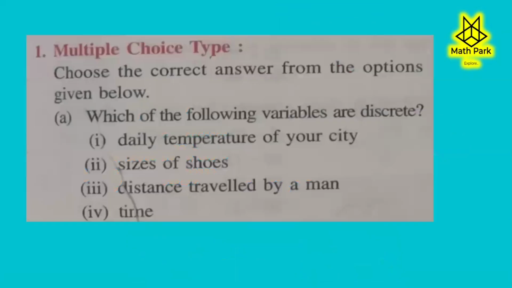So we start with the first MCQ. Choose the correct answer from the options given below. Which of the following variables are discrete?